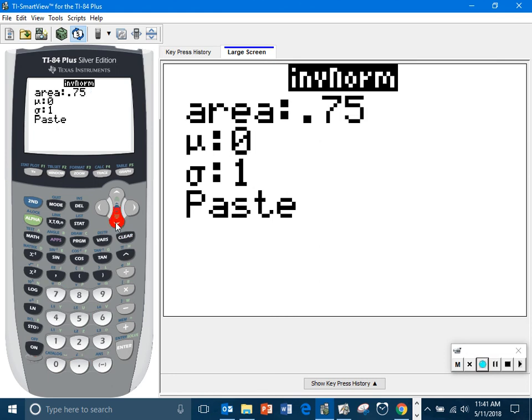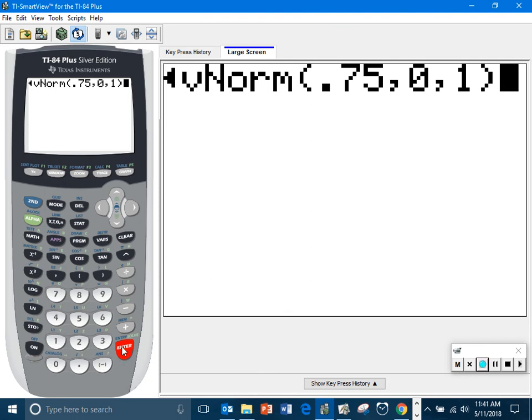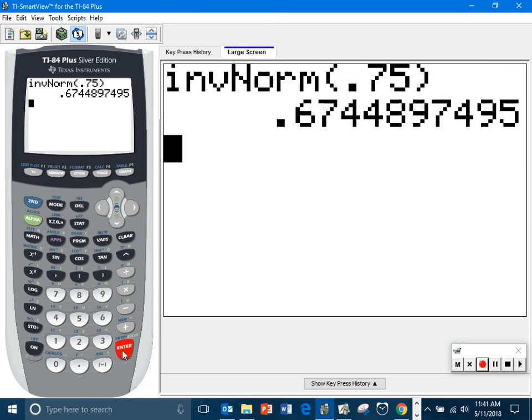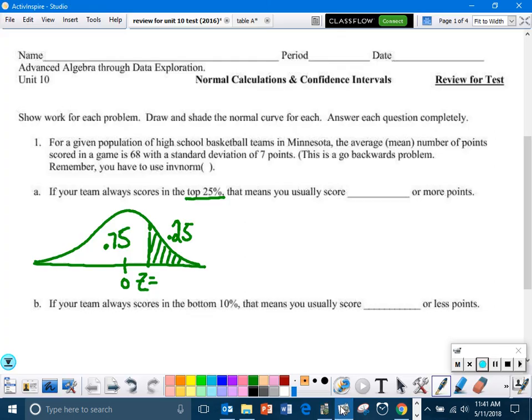Okay, those of you with the new calculator, just leave that a 0 and that a 1. All right, now those of you with the old calculator, all you had to type in was the 0.75. So yours would look like this, and then just hit enter. So again, you see it's 0.67. So our z from the inverse norm of 0.75 is 0.67.